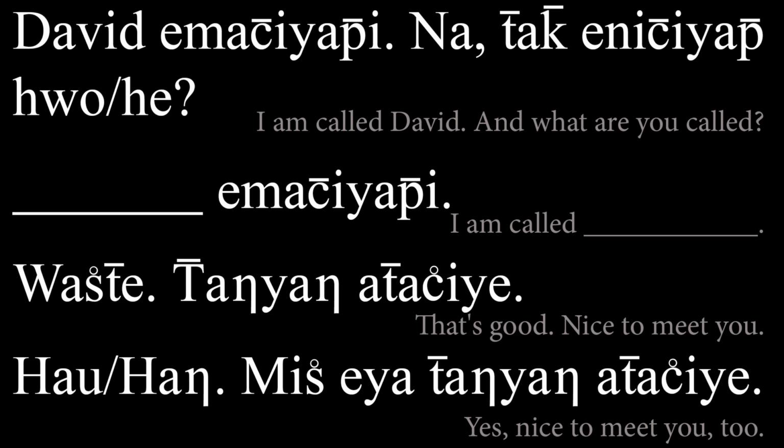Washite means good. Dayan is another word for good, but it's more like nice. Oh, this is nice. You sit down on your favorite couch or chair because it's comfortable. Oh, this feels good. That's dayan. Okay? And atachie means I meet you. So dayan atachie is nice to meet you.